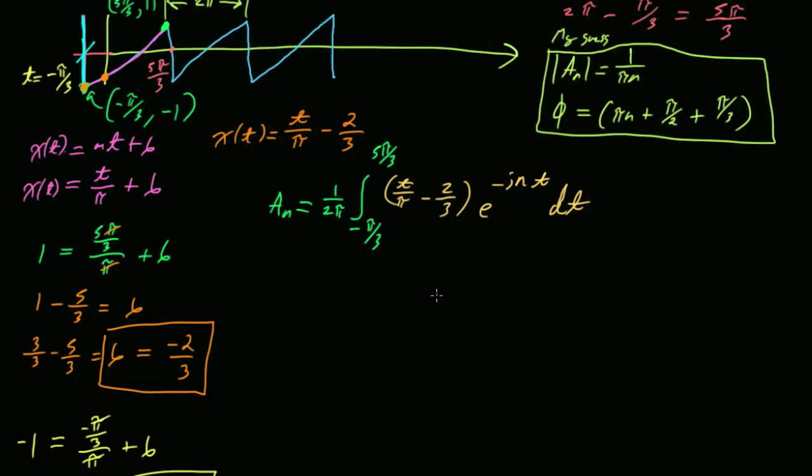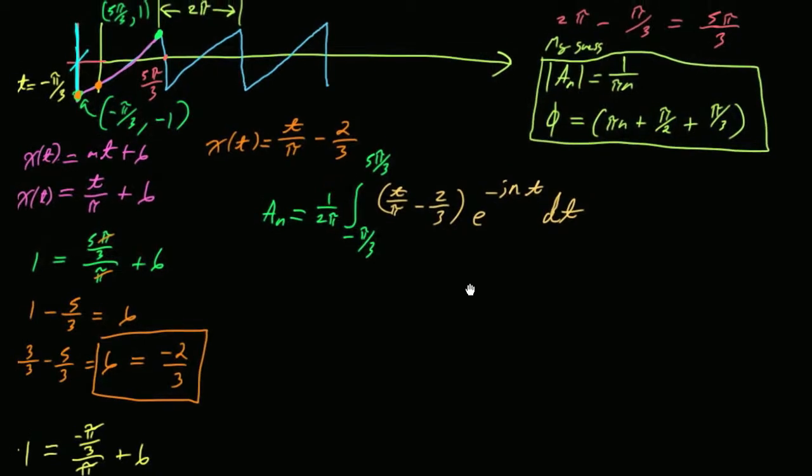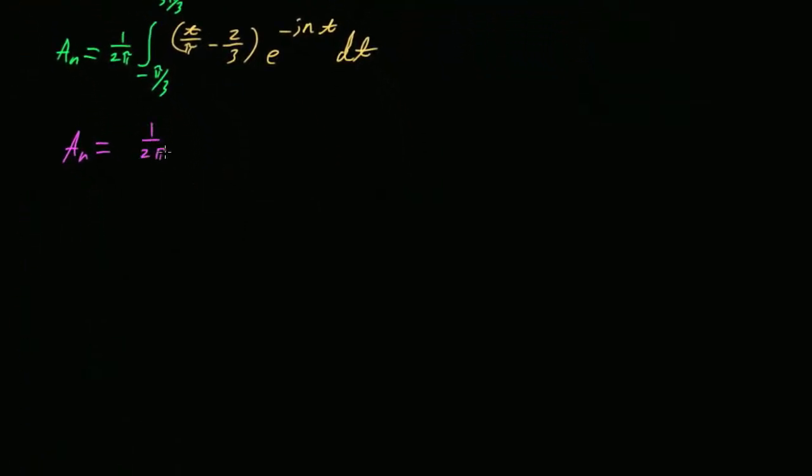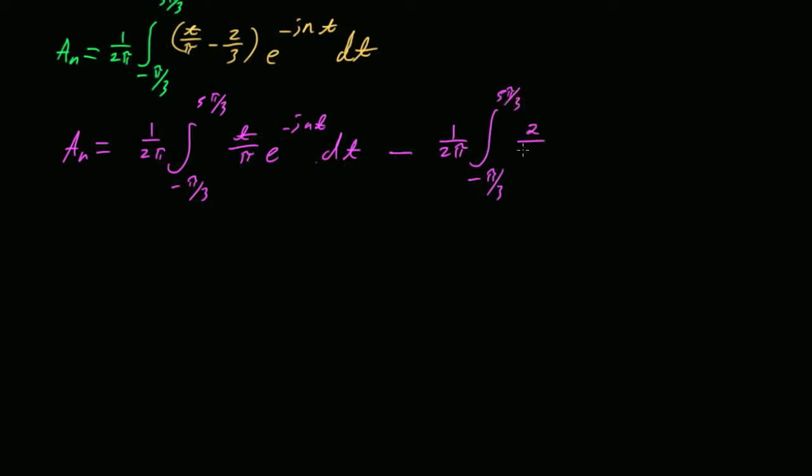Because is it not true that I can rewrite this as 1 over 2 pi integral from minus pi over 3 to 5 pi over 3 of t over pi e to the minus j n t dt. So that's one integral. Then what happens? Minus 1 over 2 pi, integral over the same period, of minus 2/3. Well, it's either minus and plus or minus. Turns out it doesn't matter. If you put the minus outside, then this becomes a plus. Let's stick with that. E to the minus j n t dt.